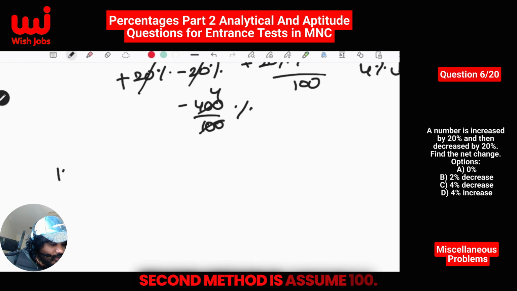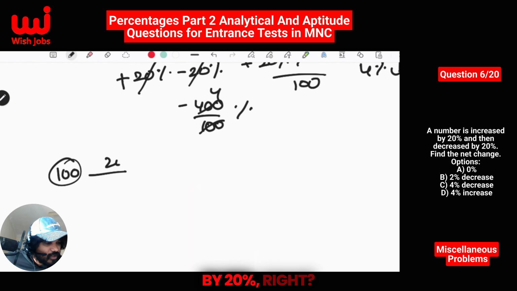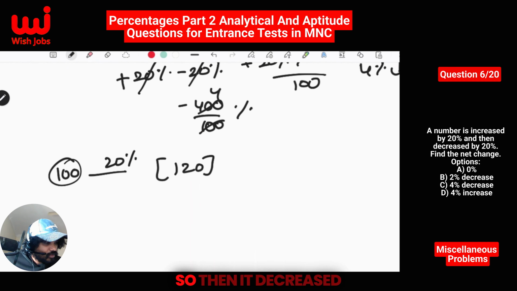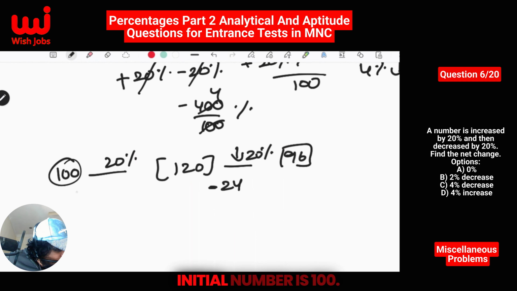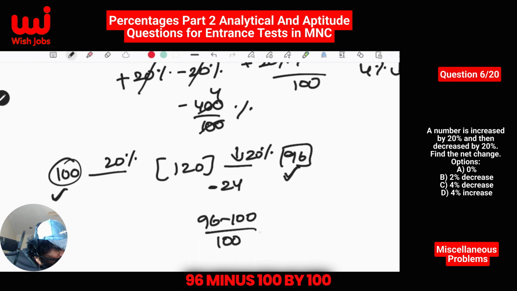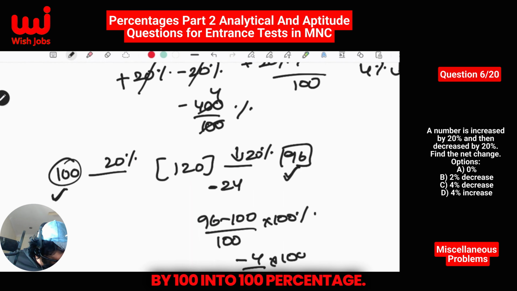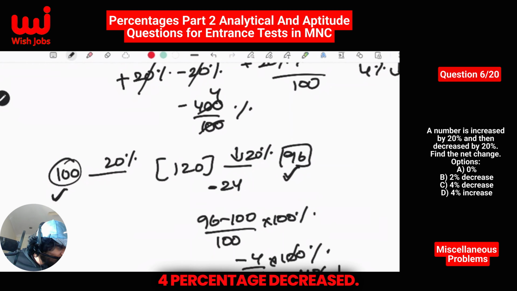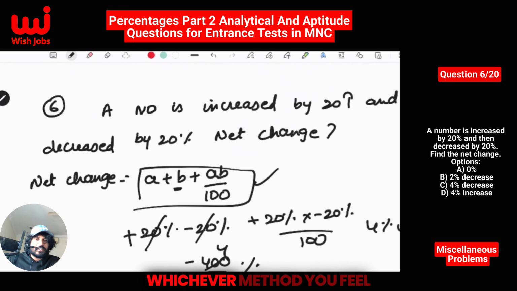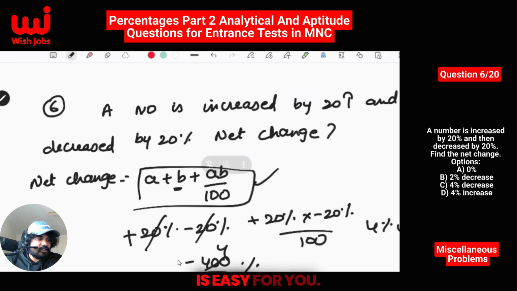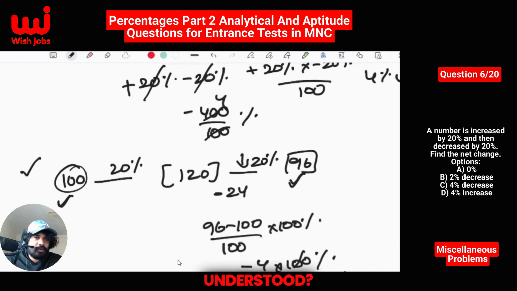Okay. Second method is assume 100. First it increased by 20%, so it will become 120. Then it decreased by 20 percentage. 20 percentage of 120 is 24. You need to minus 24, then it will become 96. Initial number is 100. Final number is 96. 96 minus 100 by 100 into 100 percentage. So 96 minus 100 is minus 4 by 100 into 100 percentage. So it will become 4 percentage decreased. You can do it in this method or with the formula method as well. Whichever method you feel is easy for you. Understood? Okay.